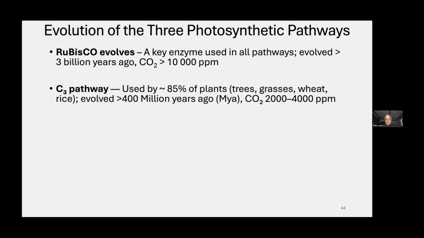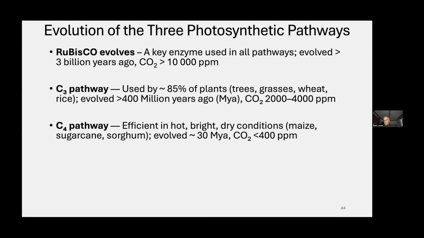photosynthetic pathways. The simplest and the most abundant pathway is called the C3 pathway, and it's used by 85% of plants, such as trees, grasses, wheat, rice, and it evolved 400 million years ago when CO2 concentrations were between 2,000 and 4,000 parts per million.